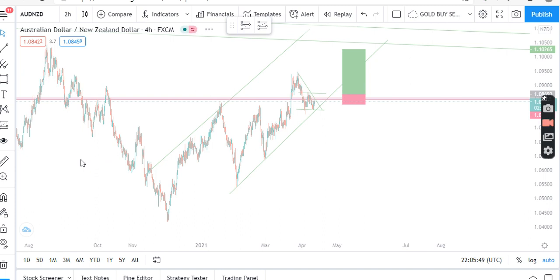So let's see on the lower time frame again. Go to a much lower time frame, which is the 2-hour chart. Let's see what is happening there.